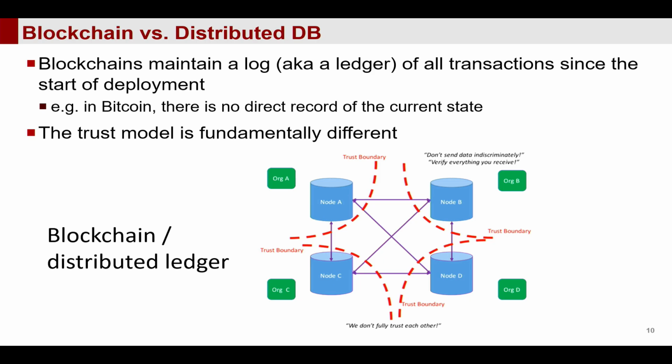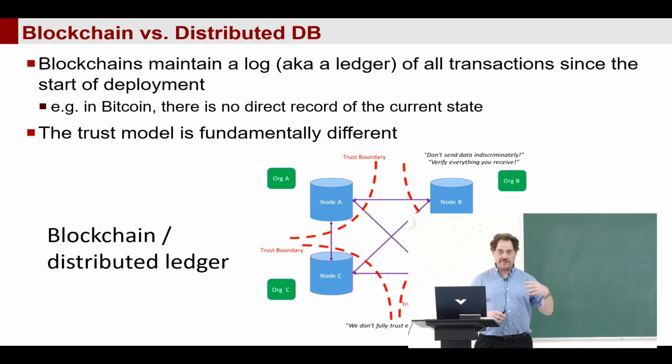On the other hand, the clients may sometimes come from the same organizations. So the clients may be even more trusted compared to distributed databases, depending on the setup. But overall, there are variations here, but overall, the trust model can be quite different. So I see it as the two major differences between distributed databases and blockchain.